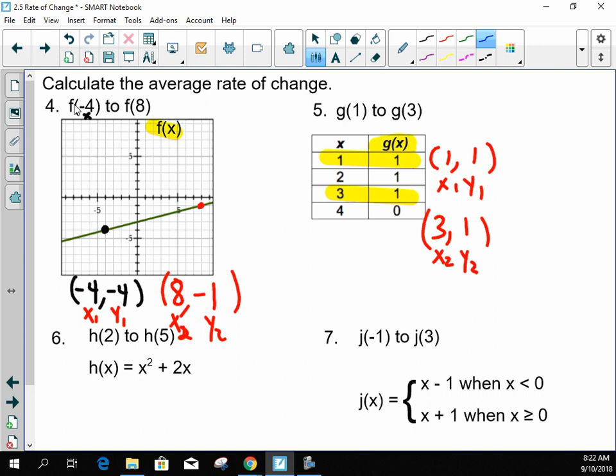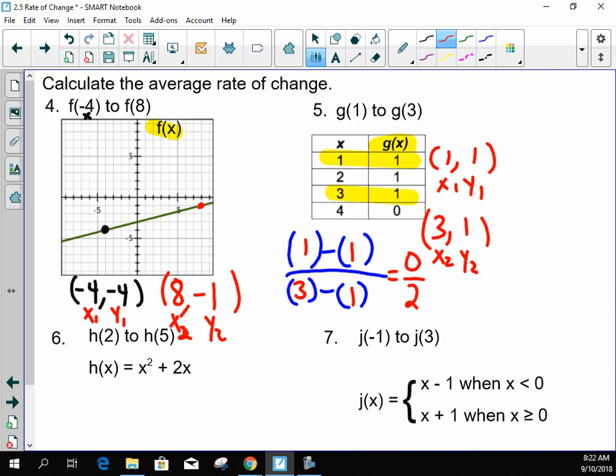So my formula is y2 minus y1 over x2 minus x1. I'm going to have 1 minus 1 over 3 minus 1. What's 1 minus 1? So it's going to be 0 over 2. I can't leave it like that. What's 0 over 2? Put it in your calculator. 0 over 2 equals 0. So what is your rate of change for this one? 0. If you go from 1 to 1, that's a horizontal line.